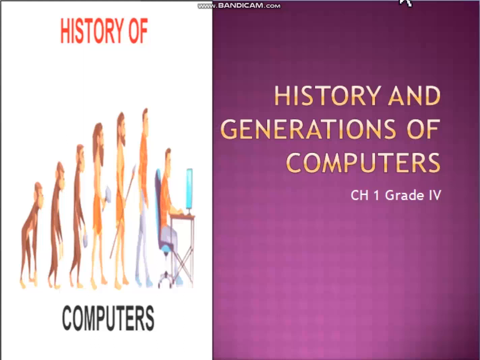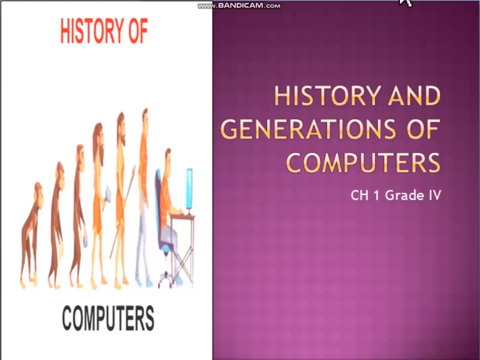Today we are going to start chapter 1 for grade 4. The name of the chapter is History and Generations of Computers. Now, can you tell me what is history and generations? Okay. You can well relate from the picture only. Can you see how man has evolved from monkey to what we see today?